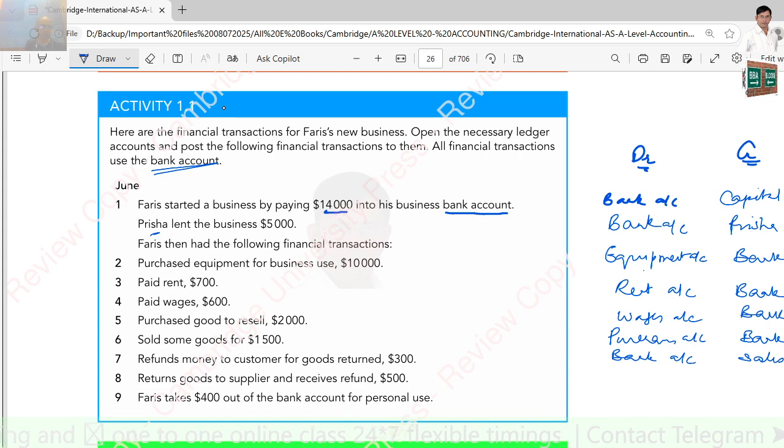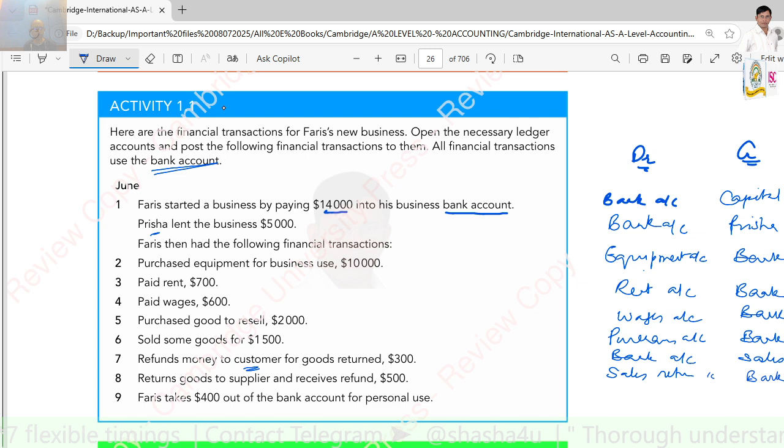So refund money to customer for goods returned. Goods returned, refund money to customer, so it is sales return. Sales return is the reverse of sales. So we have to pay, money will go out. Bank account credit.